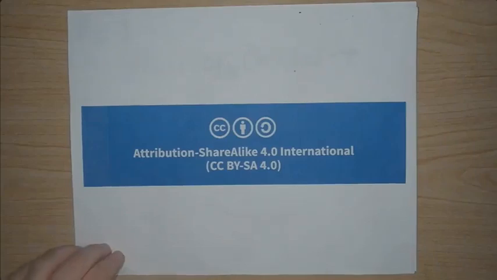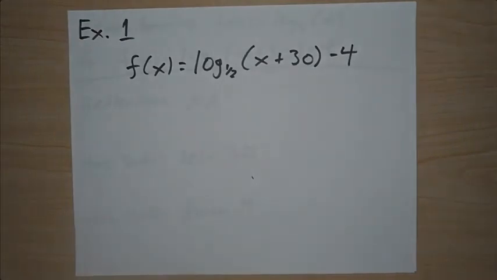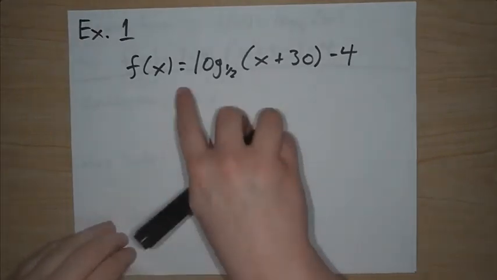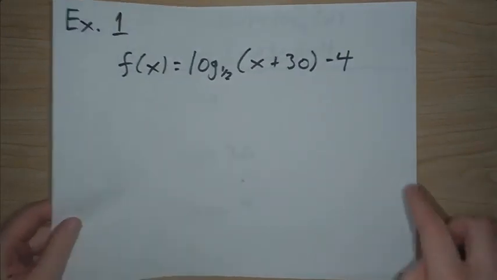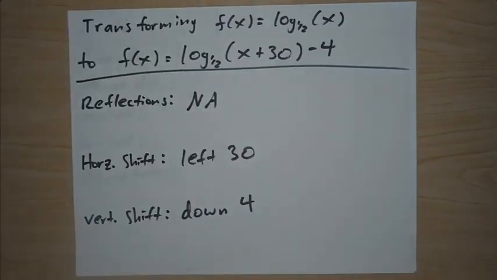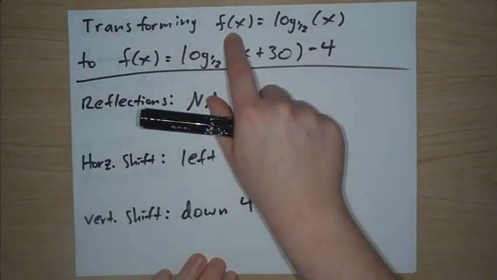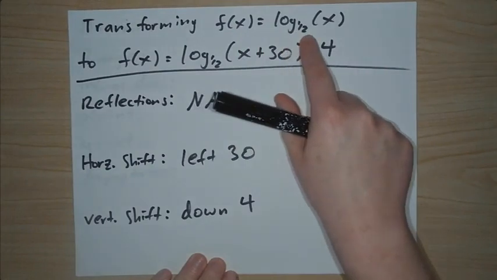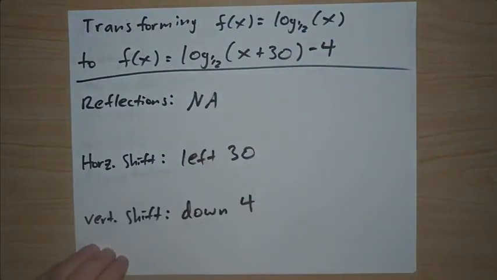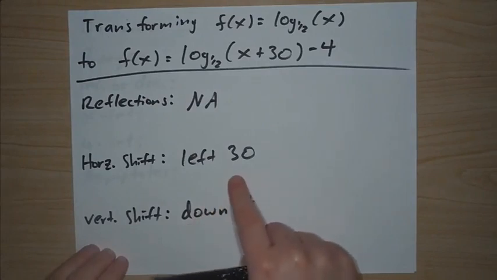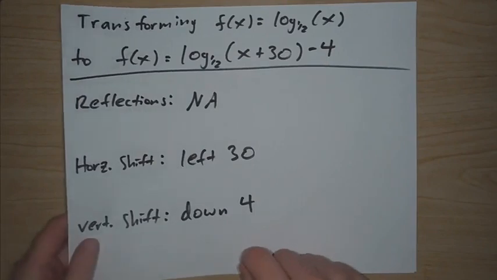This is example 2 of the logarithmic functions lab in part 2. In part 1 we had f of x equals log base 1/2 of (x plus 30) minus 4, and we found out how we transformed to get this function from the more basic function of f of x equals log to the base of 1/2 of x. We found that there were no reflections, that there was a horizontal shift to the left 30 spaces, and that there was a vertical shift down 4 spaces.